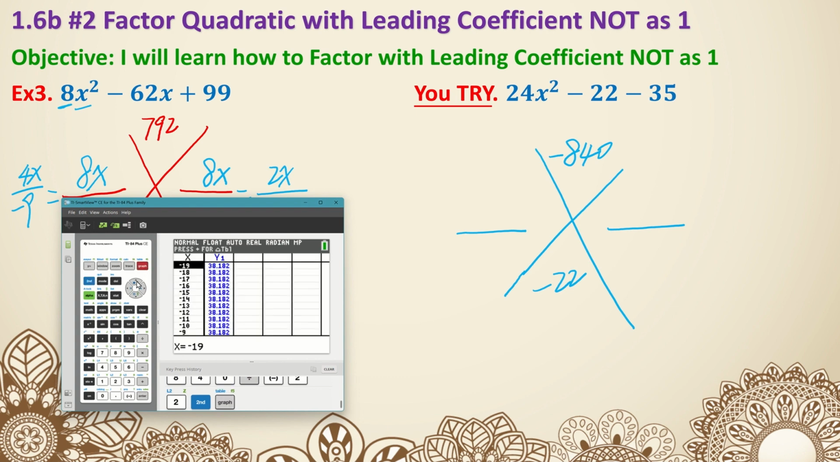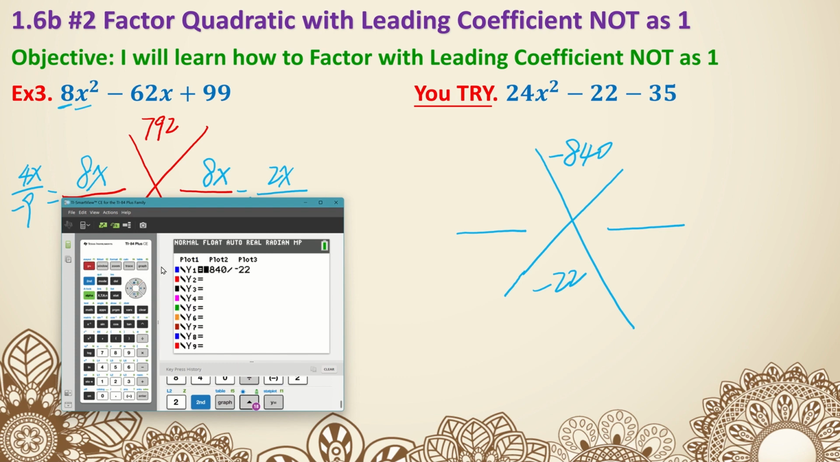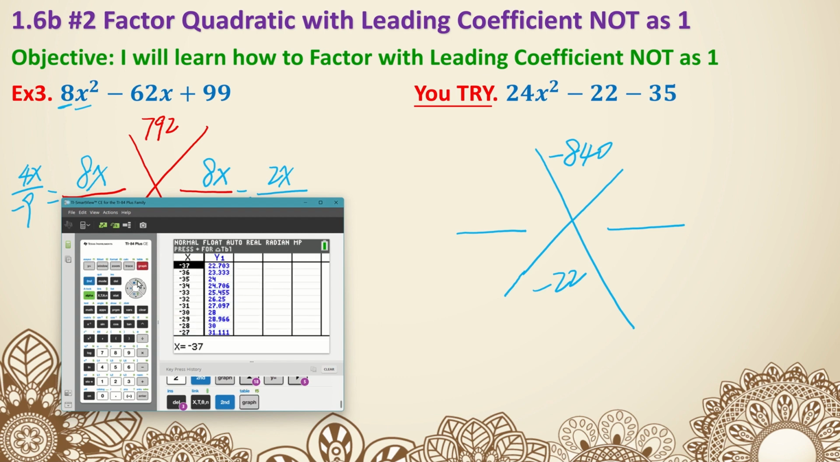We need them to add up to negative 22. Right now, these numbers are not exactly what we want. And that is actually weird. What is going on? Oh, I typed it wrong. It's negative 840 divided by x, not divided by negative 22. There we go. Okay, so let's check.